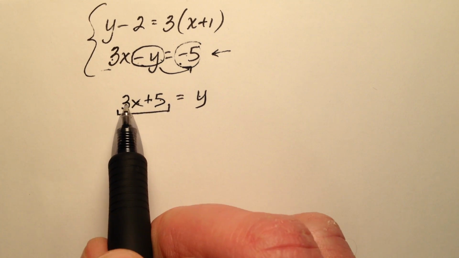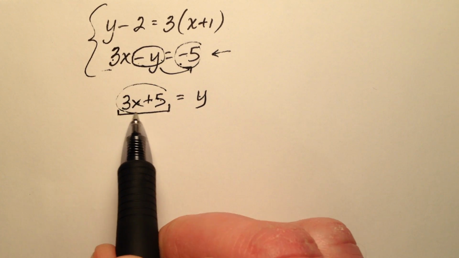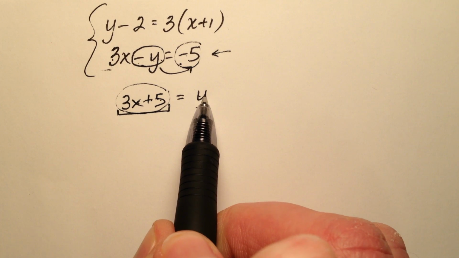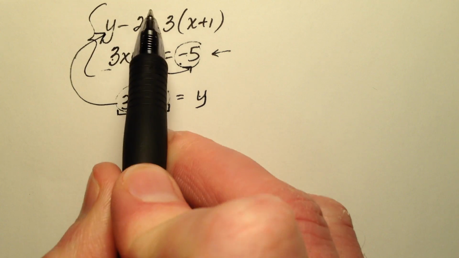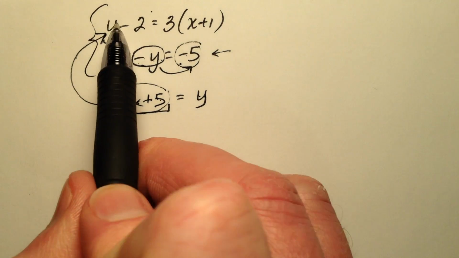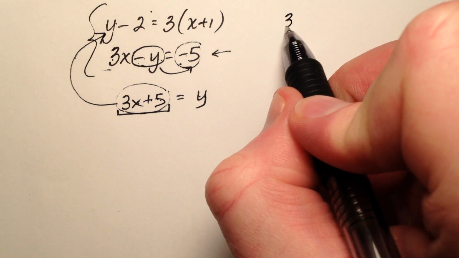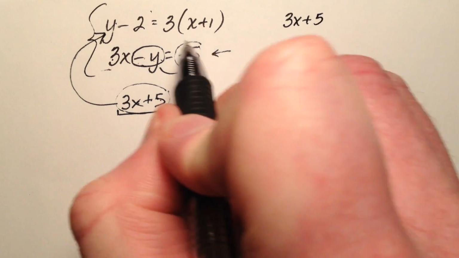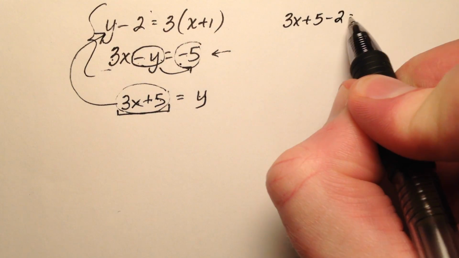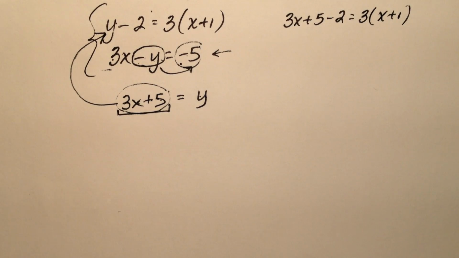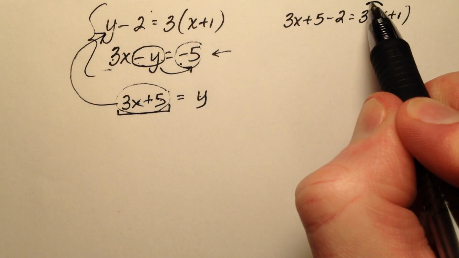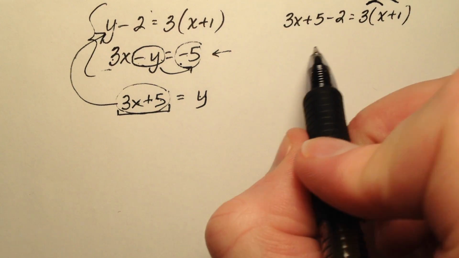So I have this expression 3x plus 5, and I know that it's equivalent to y, so I'm going to substitute it in for y, but in the other equation. So this y will become 3x plus 5, and then I have the minus 2 equals 3x plus 1. Okay, so now you can use the distributive property, and it's just a matter of solving this equation.